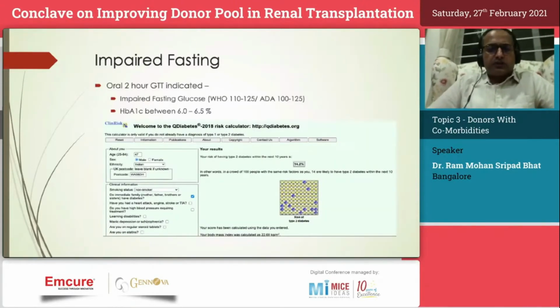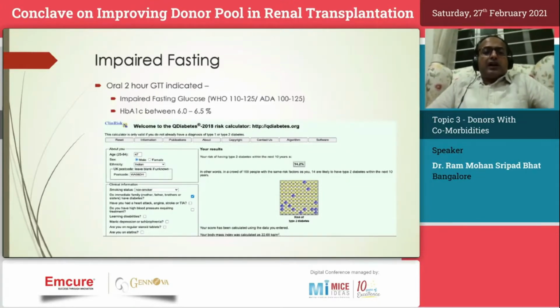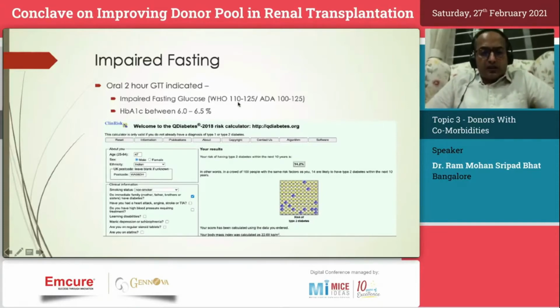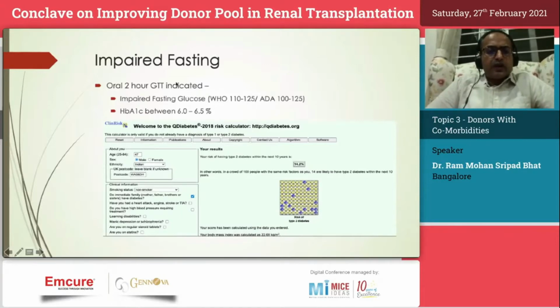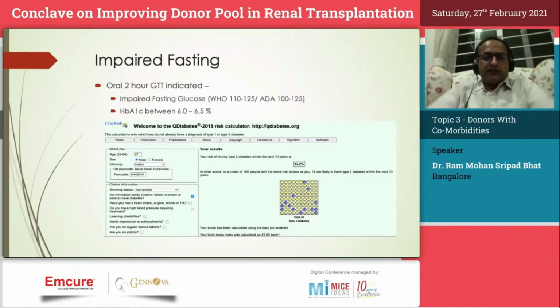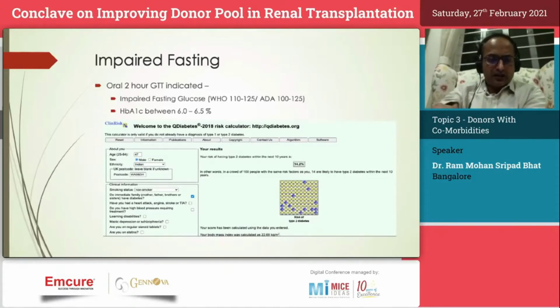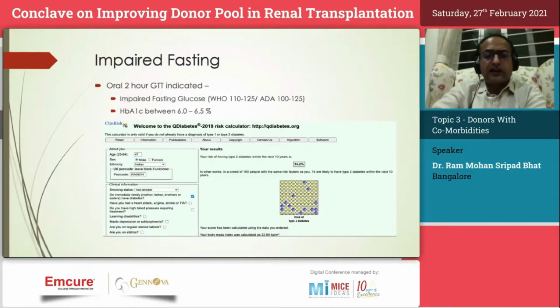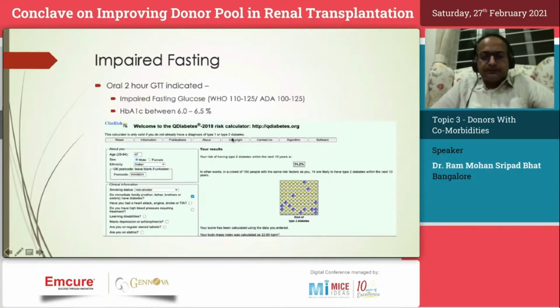Coming to the most important things, impaired fasting and diabetes. Anybody who's got impaired fasting glucose by WHO guidelines 110 to 125, or anybody who's got a glycated hemoglobin between 6 and 6.5 should go on to have a 2-hour oral GTT, ideally, to clarify their status. And if they turn out to be having just pre-diabetes, then you can calculate their risk of developing diabetes over the next 10 years by various models, which you can use to counsel the patient.